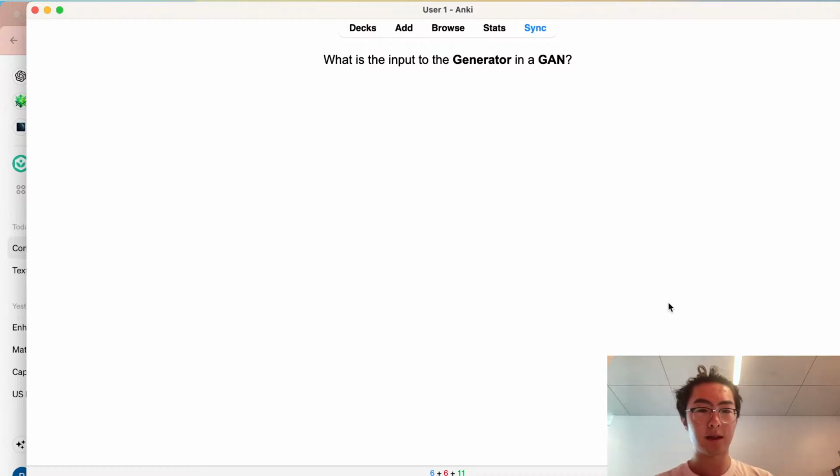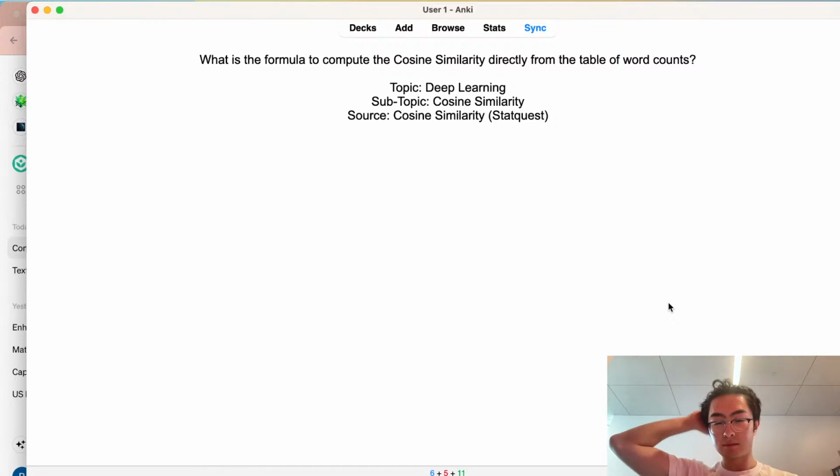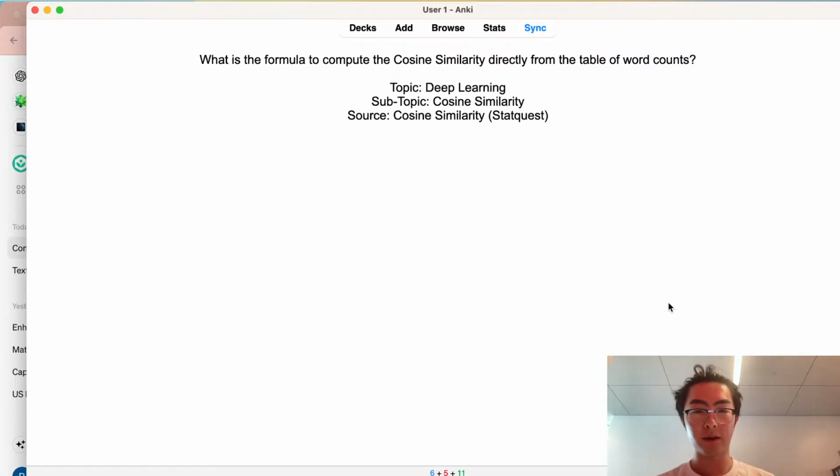That's tough. Okay. Input to the generator again, it's just a vector of random noise. It can be thought of as a point in a vector space. Dot product of the vectors divided by the product of the length, the L2 norm, of both vectors.